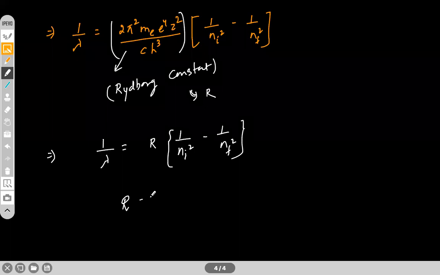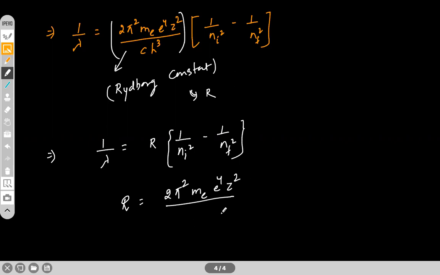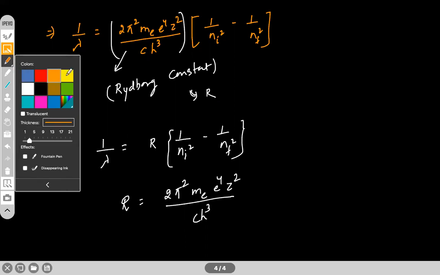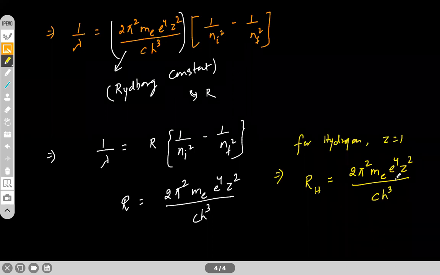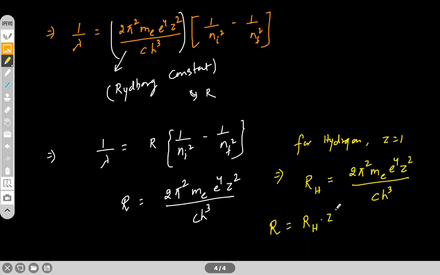What is R? R is 2 pi square me e to the power 4 z square divided by c times h cube. So for hydrogen, if you consider the hydrogen atom, Z is equals to 1. If you substitute this 1 here, this Rydberg constant becomes RH for hydrogen. R is this. So Rydberg constant R is equals to, we can write finally, R for hydrogen into Z square.